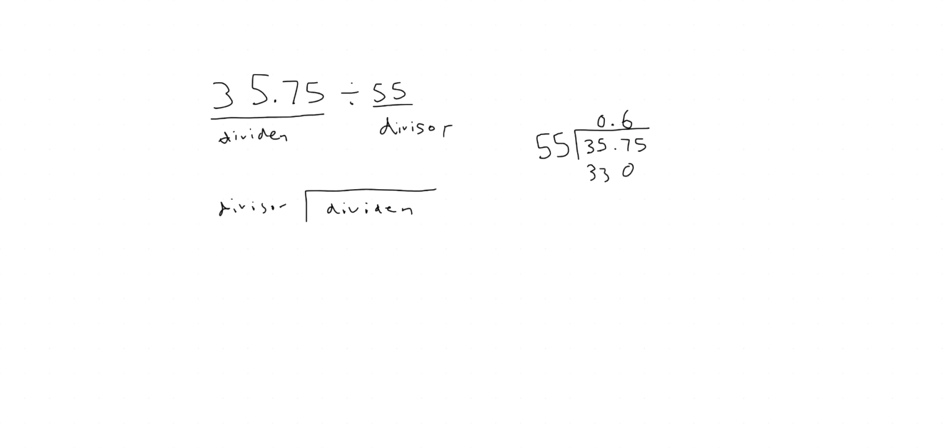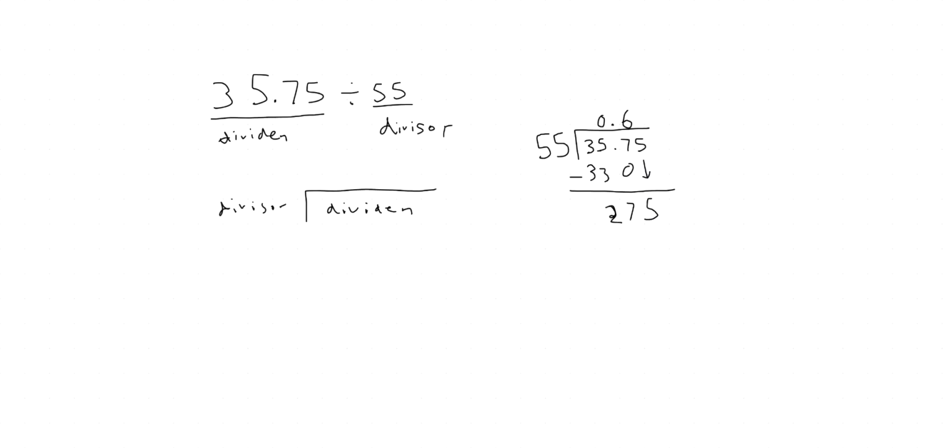And then we just need to subtract here. 7, 5 minus 3 is 2. Here is 0, so we don't need to worry about that. Now we need to bring down the 5. Remember, we always have to bring down.